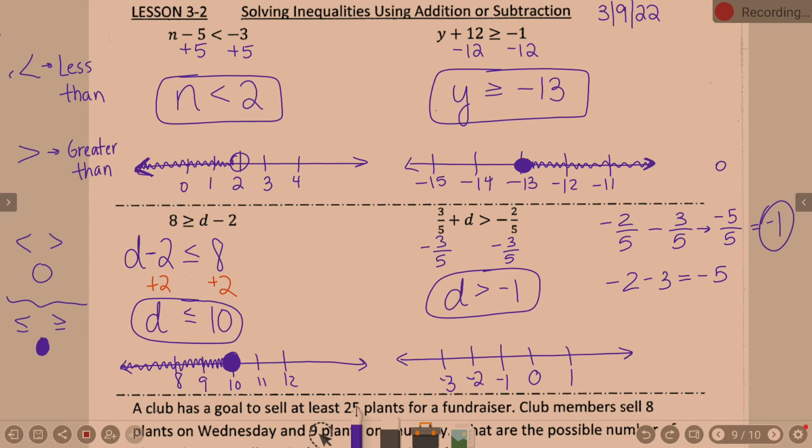Now it's going to be open and it's going to be shaded to the right. And I can go with that. Open and shaded to the right. It's not equal to, so we use the open circle. It's greater than, so we're shading to the right.